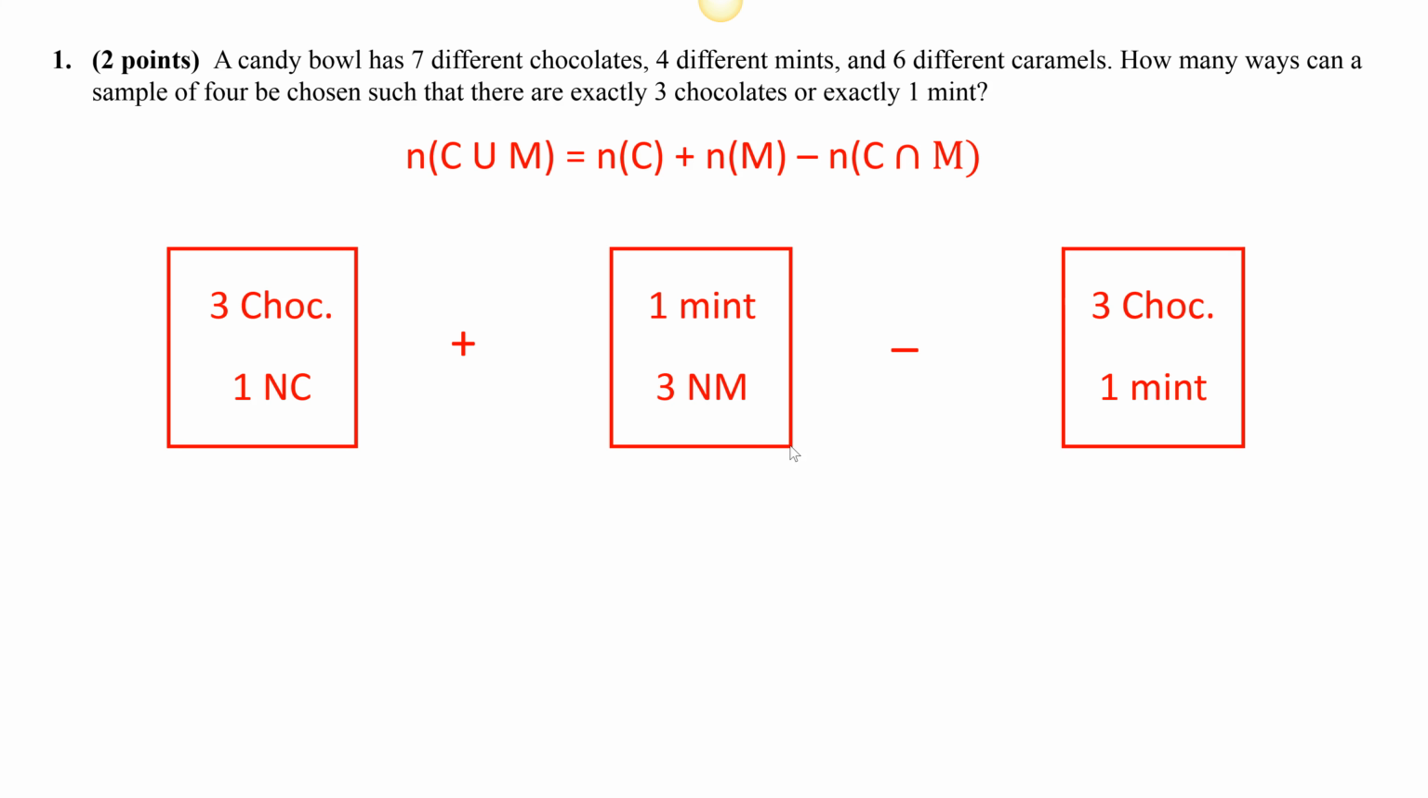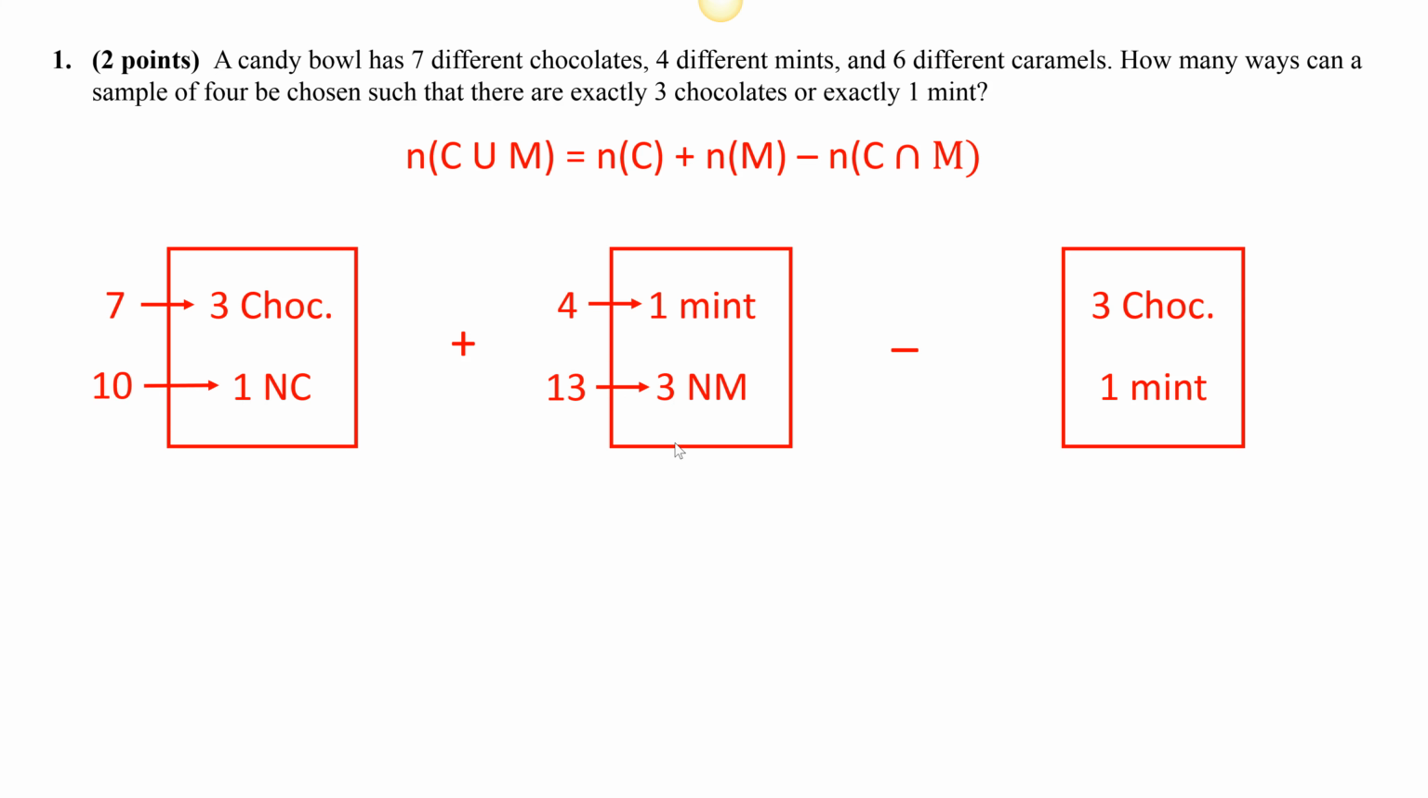Now I need to find out what is n, what is the number I'm choosing from for each of these occurrences. So if I draw 3 chocolates, how many chocolates do I have to draw from? Well, I have 7. So it's a combination 7 choose 3. Then not chocolates. How many not chocolates do I have? Well, I have 4 mints plus 6 caramels, so that's 10 not chocolates, okay? So there's 10 not chocolates I could choose from, and I want to pick one of them. Then mints, there's 4 mints for us to choose from, and if you add the 7 plus the 6, you will get that there are 13 not mints to choose from.